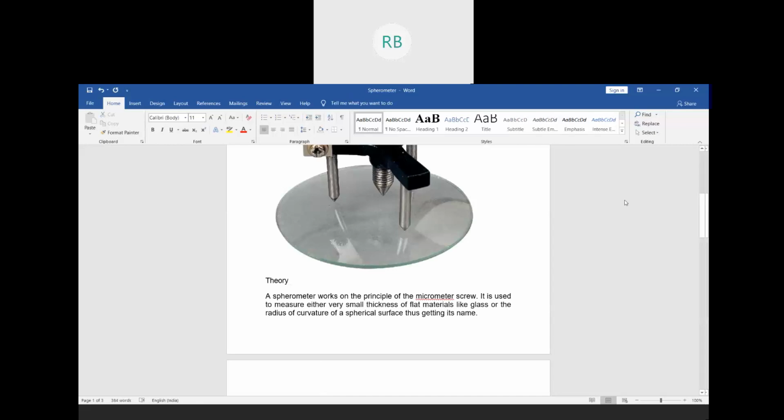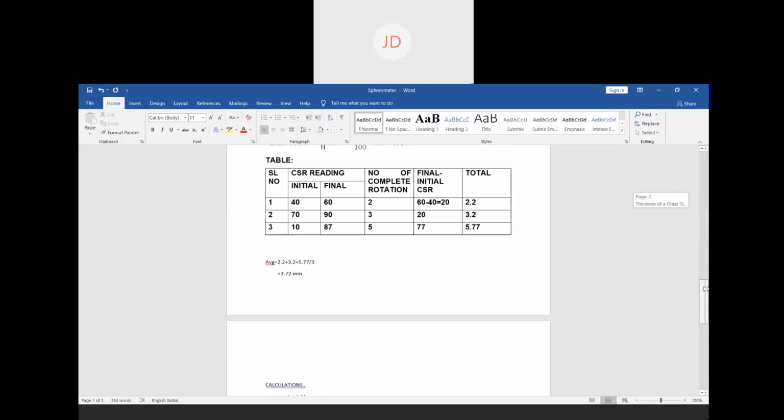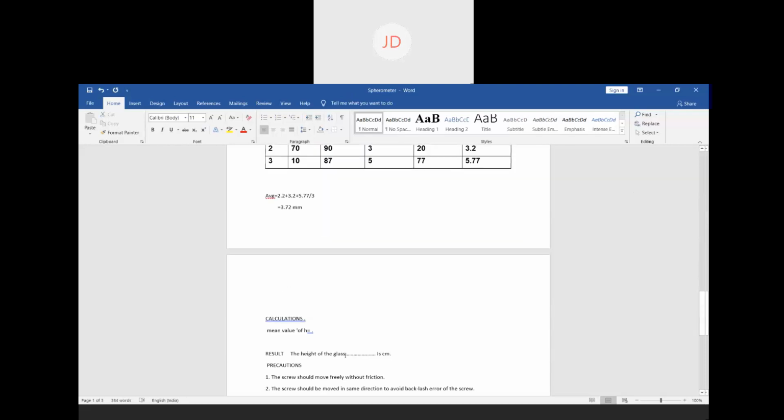So what is the mean value? This is the mean value, the average. We should write it here, in the calculation portion. Mean value, average value, same thing.